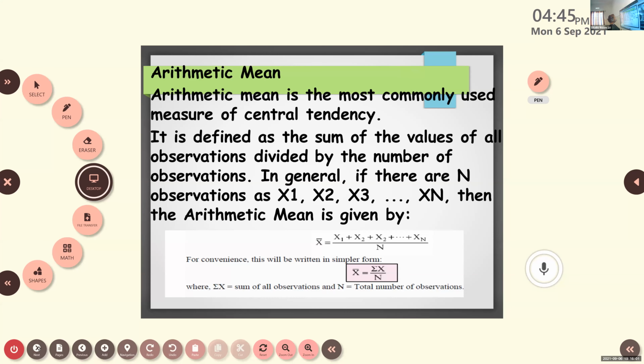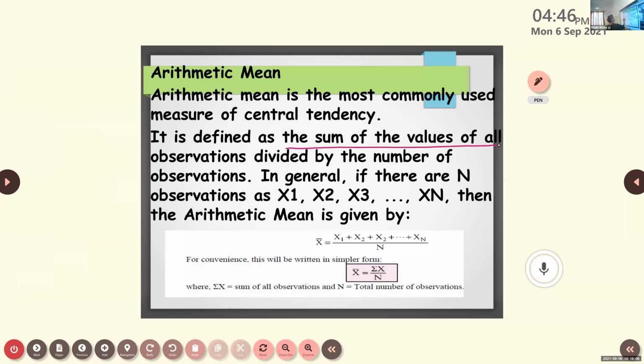How are we finding this arithmetic mean? It is a sum of the values of all observations, whatever observations we have in the data, you total it and divide that by the number of observations. Okay, so how can we get arithmetic mean? It is defined as the sum of values of all observations, total it and divide that total by the number of observations. With that number, if we divide, we will get the arithmetic mean.